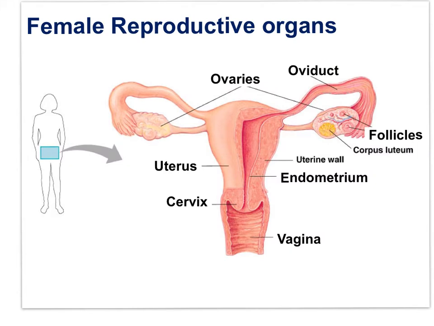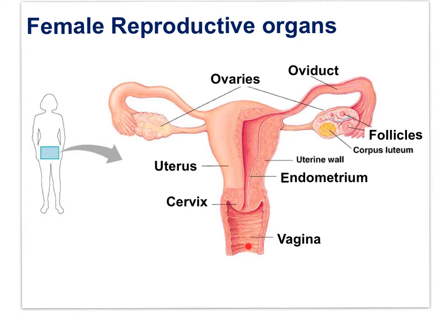In the same way that the male reproductive system has paired testes, the female reproductive system has paired ovaries, one here and one here. The fallopian tube, often called the oviduct, connects the ovary to the uterus. The soft tissue lining the uterus is known as the endometrium. The uterus opens into the vagina through the cervix.